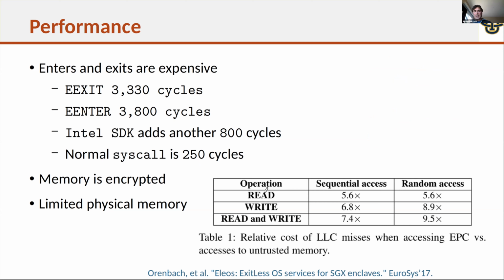Here is the table from this paper by an Israeli team, Eleos. They measured the slowdown of sequential and random accesses when you miss the last level cache and really touch the memory. Roughly it's 5.6 times slower for sequential access, and the same for random access. The writes are slightly more expensive. Okay, so you can say, well, it's slow, but maybe not horrible.